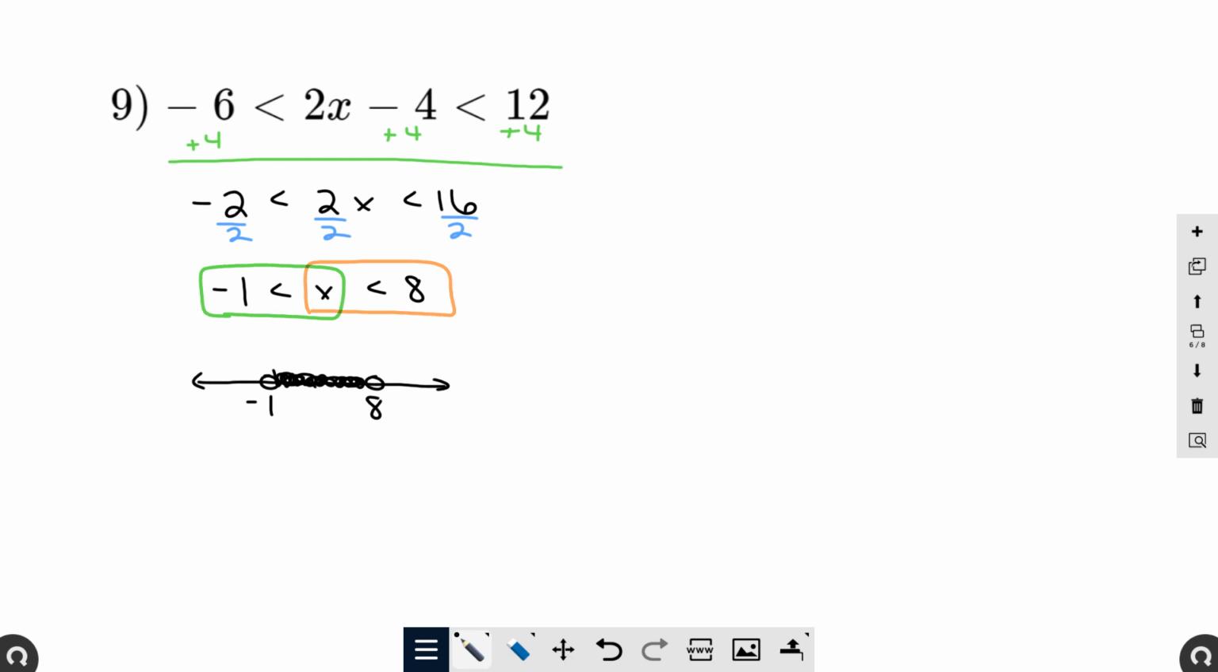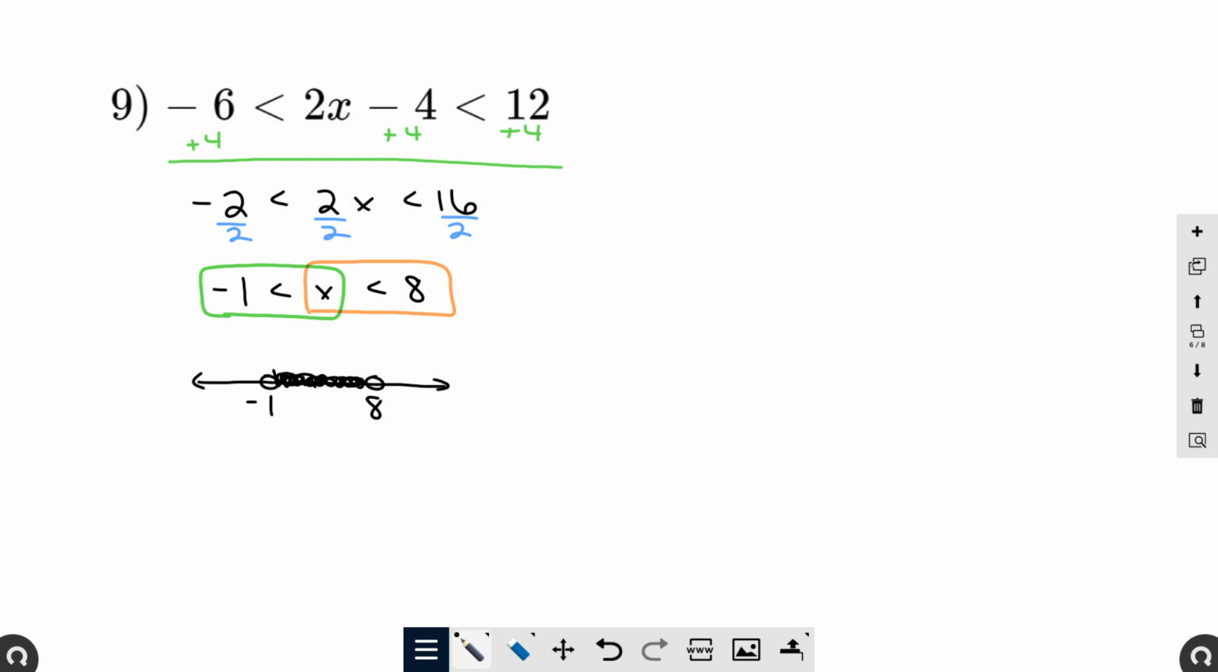If the inequality symbols switch directions, it could change it to an or problem. So just be cautious of that, but 95% of the time you'll see it as an and problem. Both less thans mean and, shade between.